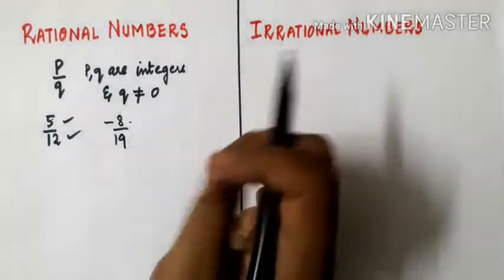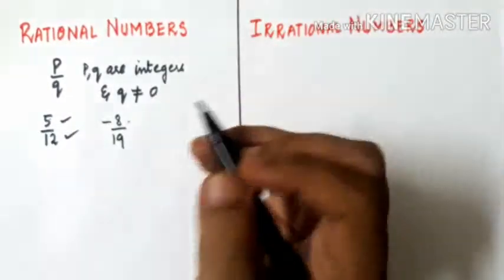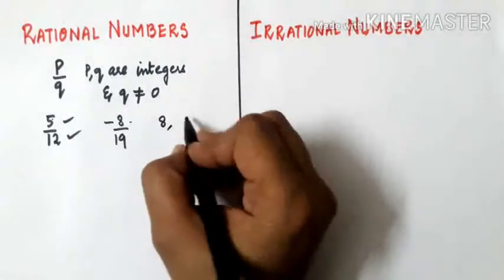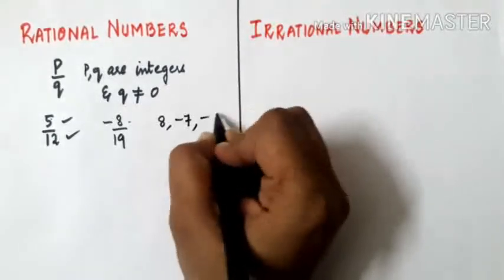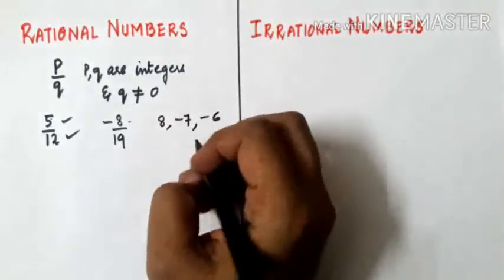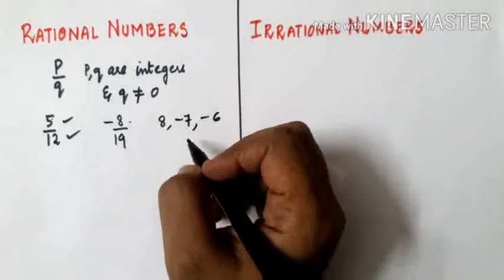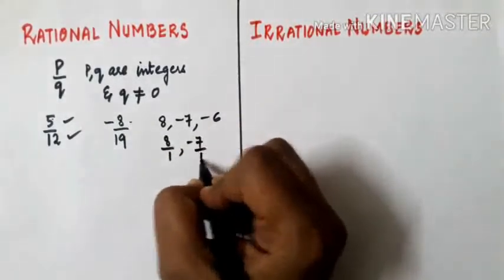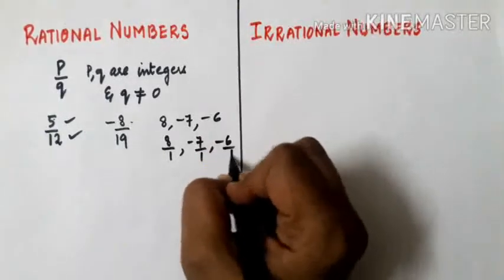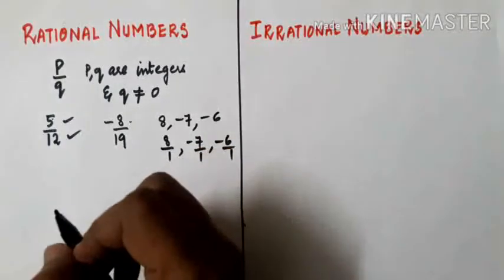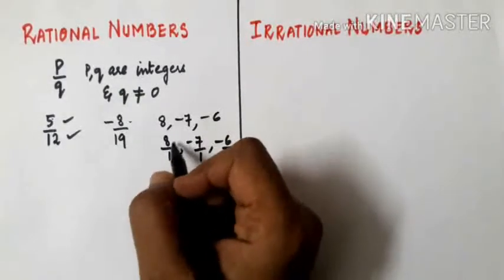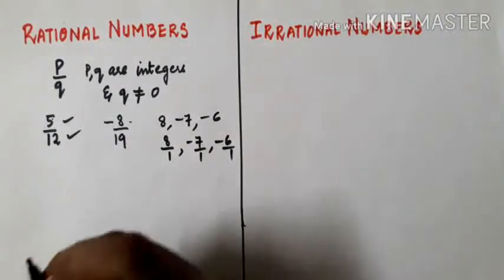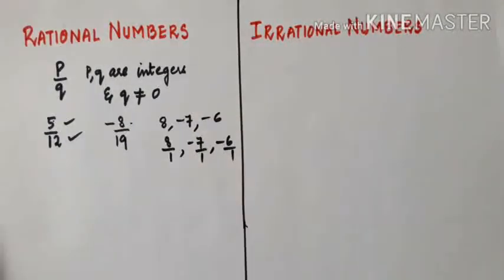Fine. Now every integer can be written as a rational number. Suppose I have an integer 8, or minus 7, or minus 6. Obviously these integers are also rational numbers, because 8 can be written as 8 by 1, minus 7 can be written as minus 7 by 1, minus 6 can be written as minus 6 by 1. So any integer can be written as that integer divided by 1. So every integer is a rational number. Fine everybody, I hope you understand.